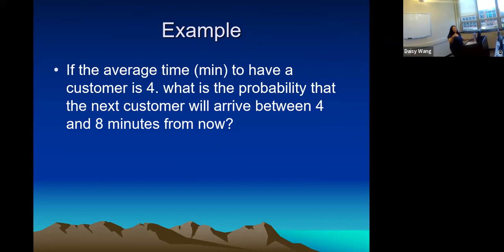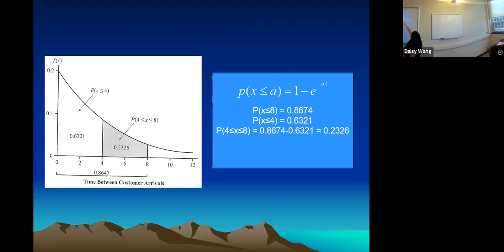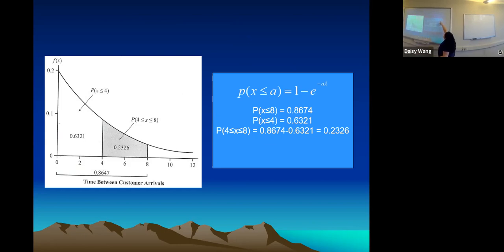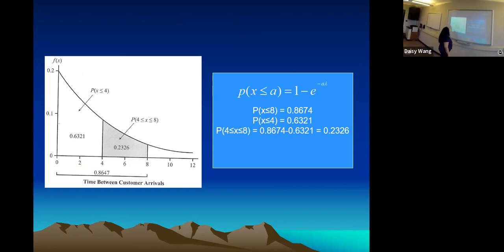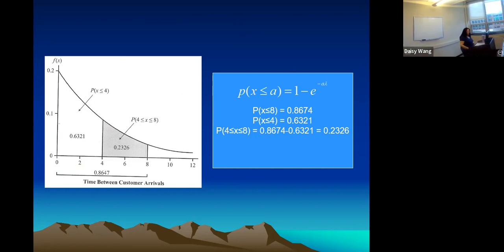So we use P(x ≤ 8) minus P(x ≤ 4). The formula is 1 minus e to the power of negative lambda x. So when x is less than or equal to 8, the probability is 0.8647, and this area is 0.6321. So this area minus this will be 0.2326. And we can use Excel to calculate that.